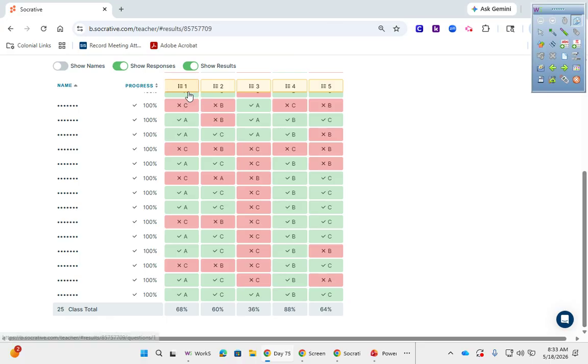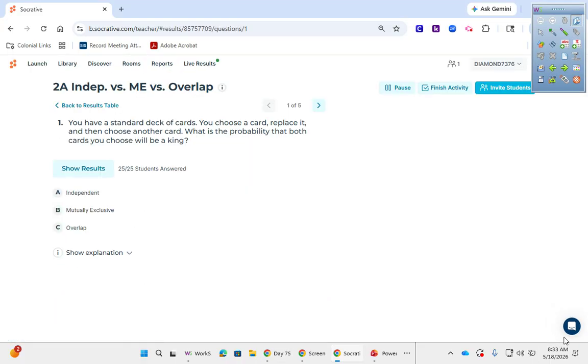But the first question I ask myself is, for this one it says, you choose a card, replace it, and then choose another card. What's the probability that both are okay? How many cards are you picking? 2. If you're picking 2, it's got to be independent, okay? So if more than one event happens, it's never going to be mutually exclusive or overlap. How many cards am I picking? 2, then I'm picking independent every time. That's the only one that has multiple things happening, all right?